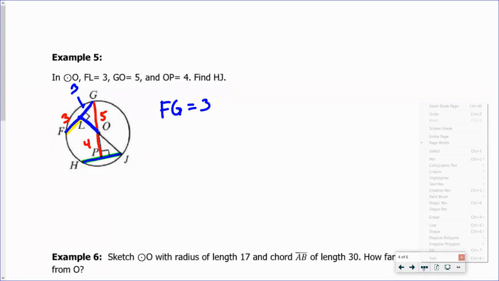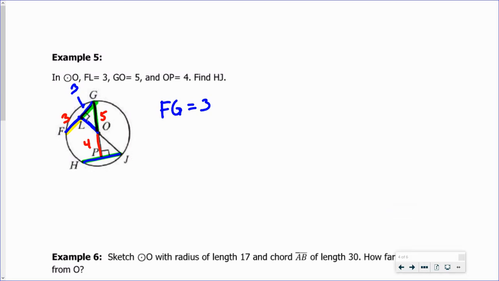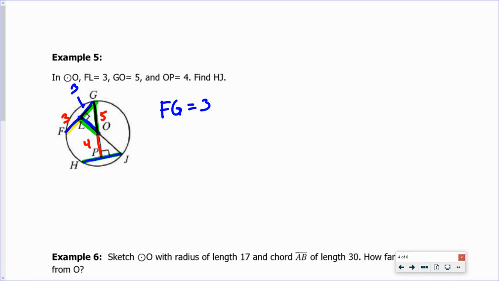Now, what I'm looking at to help us out is this triangle that I just highlighted in green. That is a 3, 4, 5 triangle, which means that OL has to equal, I'm sorry, not 3, OL equals 4 units. Now, what that tells us is that OL and OP are the same length. So OL equals OP. Now, since OL and OP are the same distance from the center, the chords that they intersect are also going to be equal to each other.